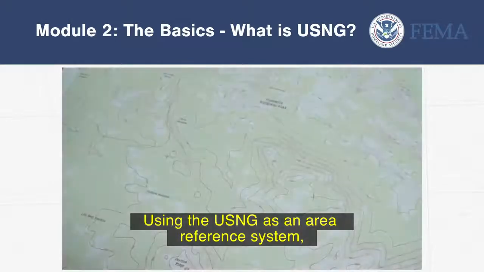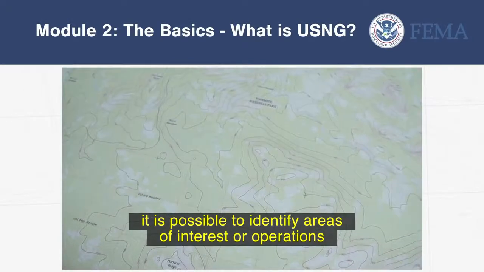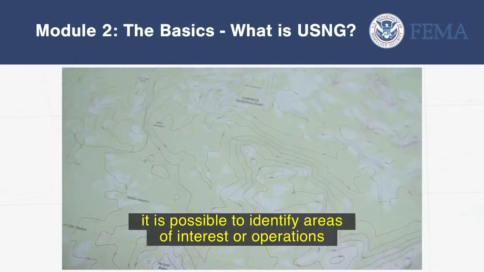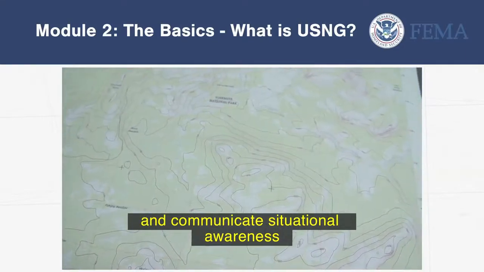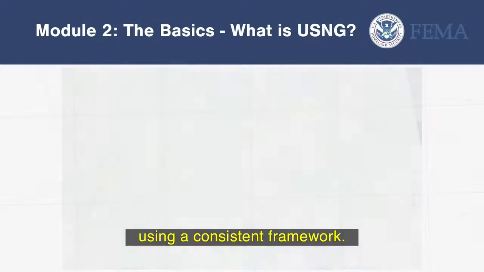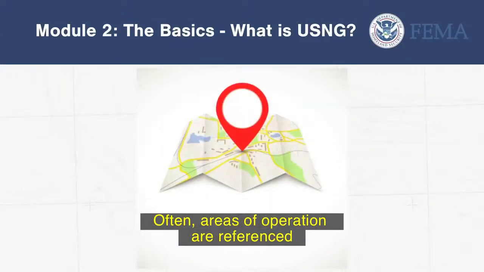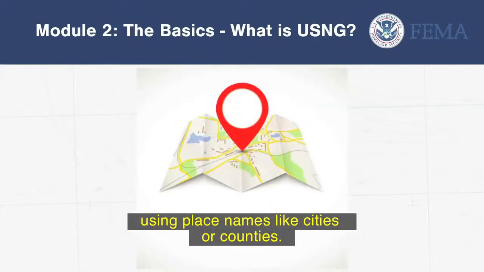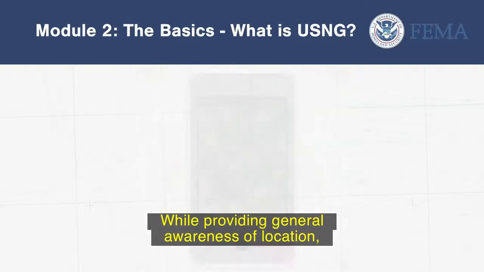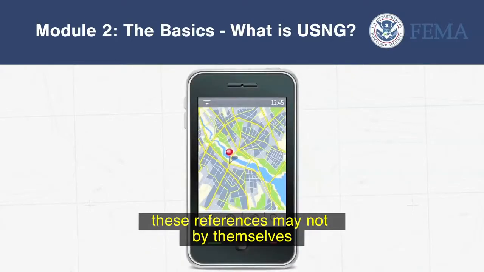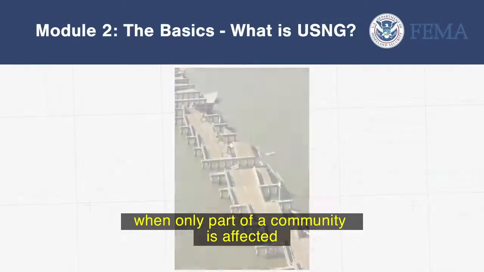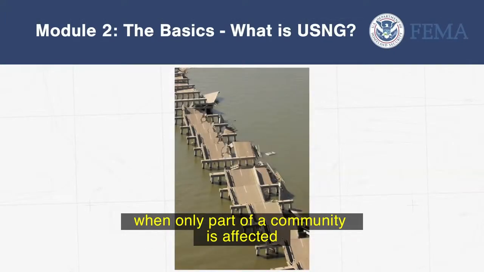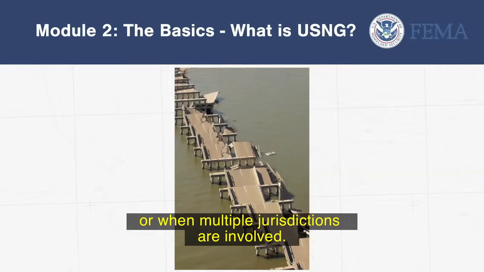Using the USNG as an area reference system, it is possible to identify areas of interest or operations and communicate situational awareness using a consistent framework. Often, areas of operation are referenced using place names like cities or counties. While providing general awareness of location, these references may not by themselves provide an accurate sense of the scope of the incident when only part of the community is affected or when multiple jurisdictions are involved.